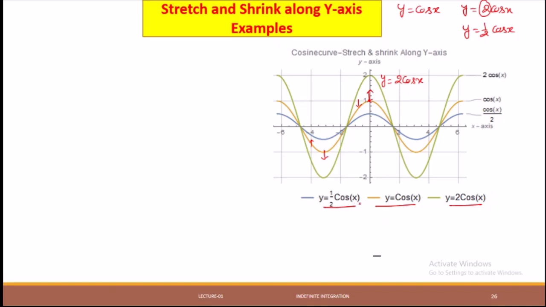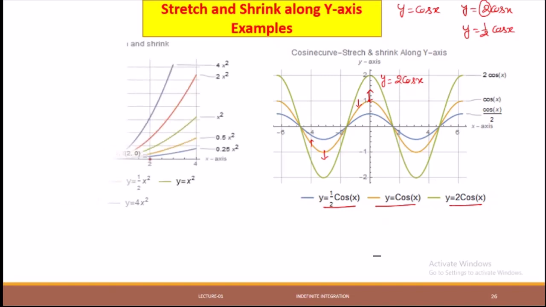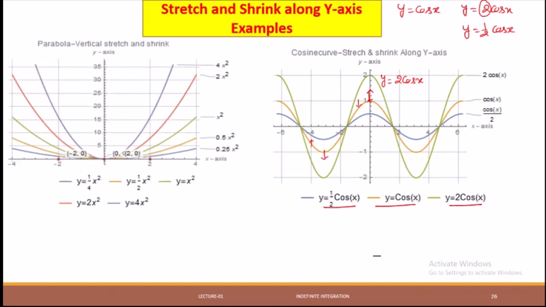It actually shrinks in the vertical direction. Okay, now let me explain one more example. Let us understand the same transformation with one more example. Here I am considering the graph of y is equal to x square. Okay, now let me consider y is equal to 4x square and y is equal to 2x square.